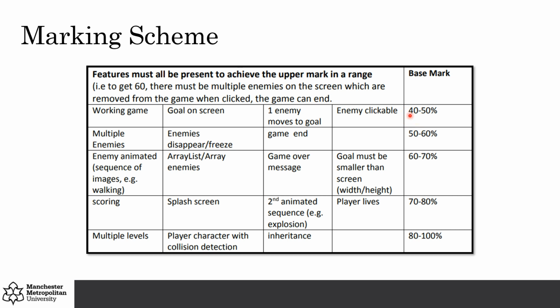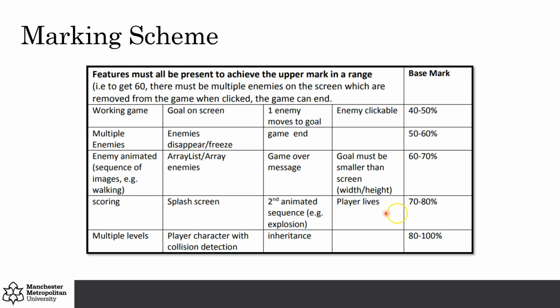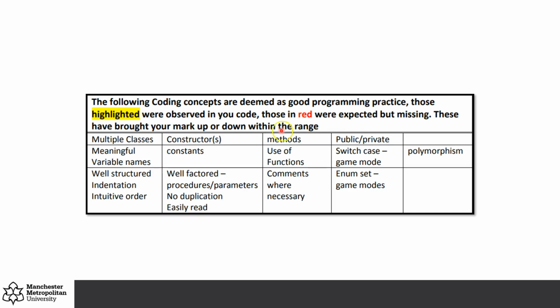If you want to get the higher range of that bracket, i.e., towards 50, you'd have to incorporate all these four things, and then you would have to incorporate many of these coding concepts. So just to go back on that other slide, if you've got a working game, a goal on screen, one enemy moves to the goal, enemy clickable, that gives you 40, and then to get a higher range, i.e. towards the 50, you need to start incorporating some of these good programming concepts.